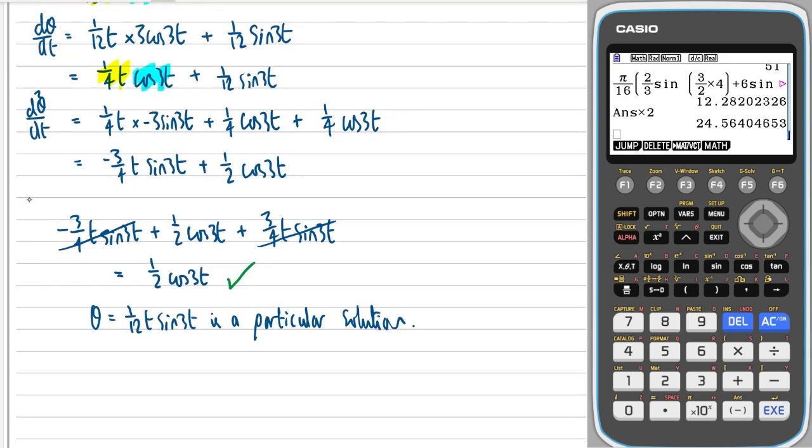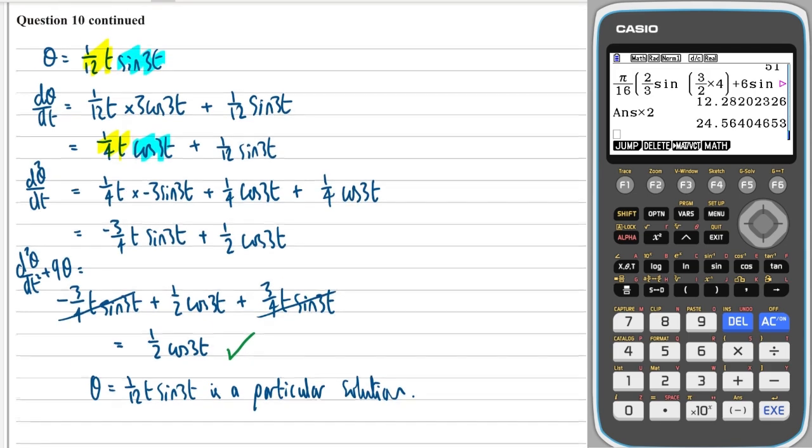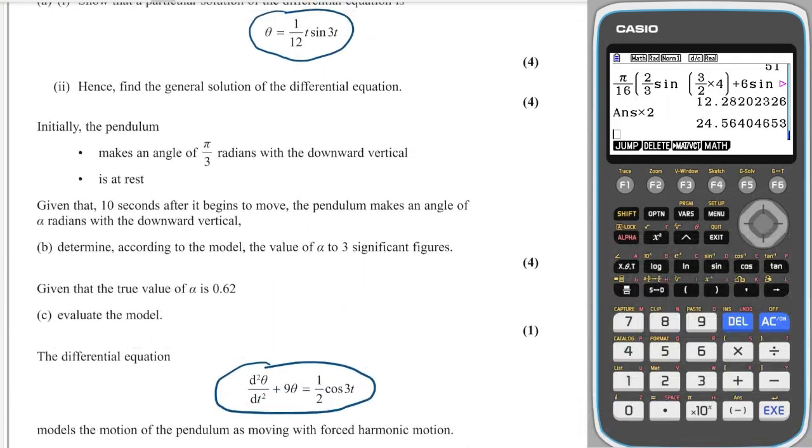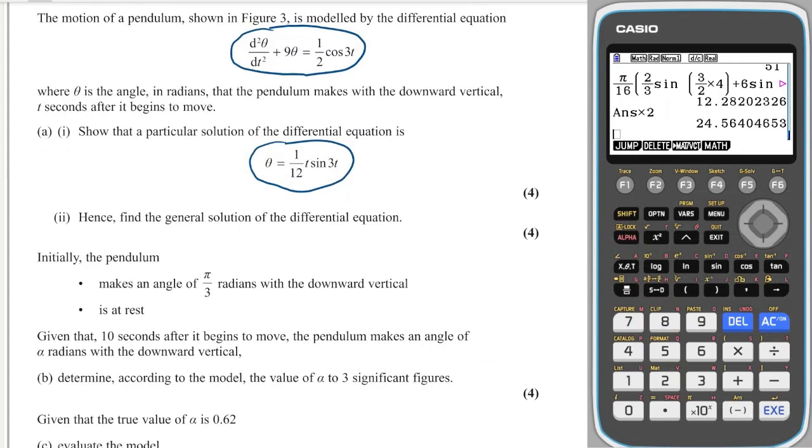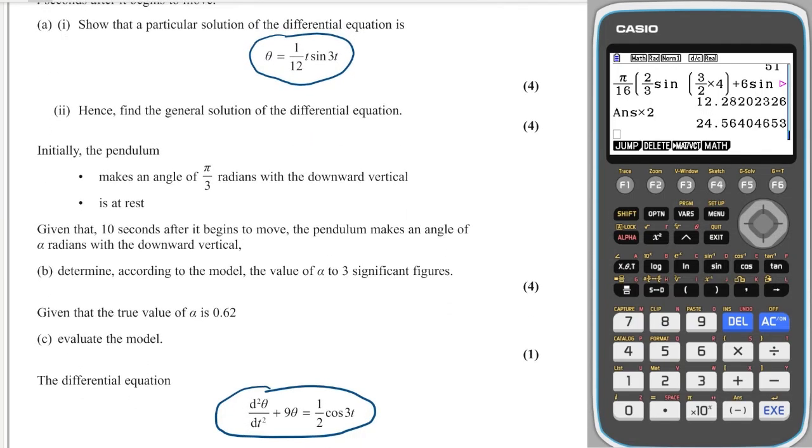Okay, I might just write here that what we did was we did the second derivative plus 9 lots of theta. Perfect. Okay, next it says hence find the general solution to the differential equation.